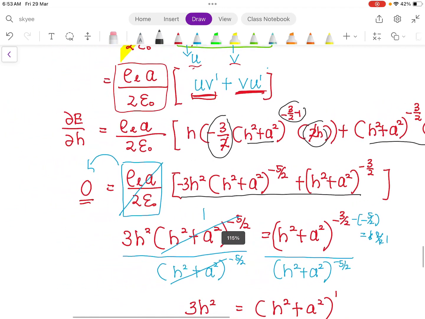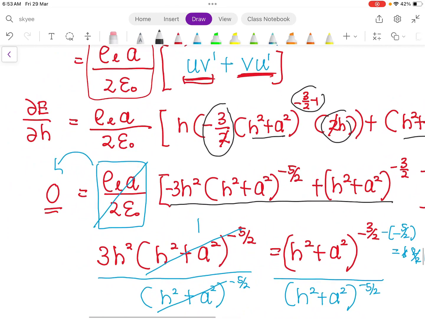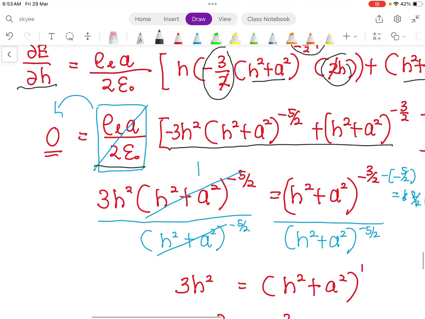Now we want to solve. As I told you earlier, del E del h will be equal to 0. This is the point where E is maximum. So this one, I'm going to bring to the left side, so it becomes 0, it cancels out. And this one I'm going to move to the other side, so the negative becomes positive, and this one remains.